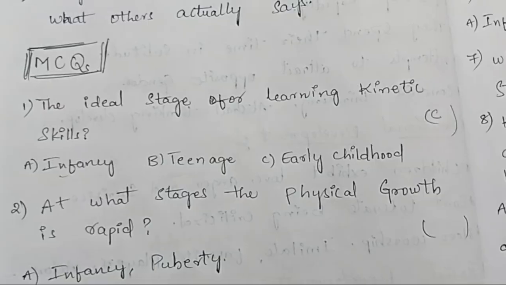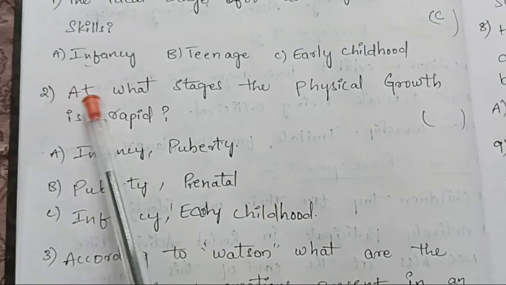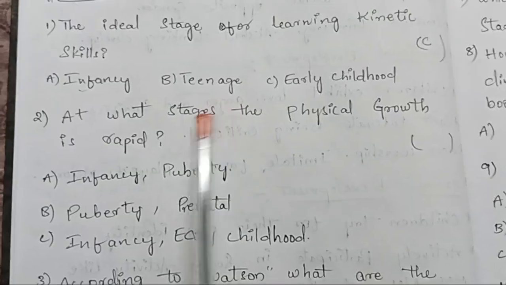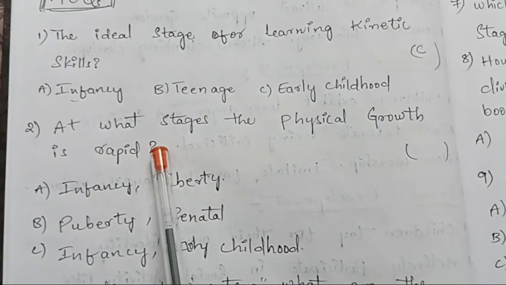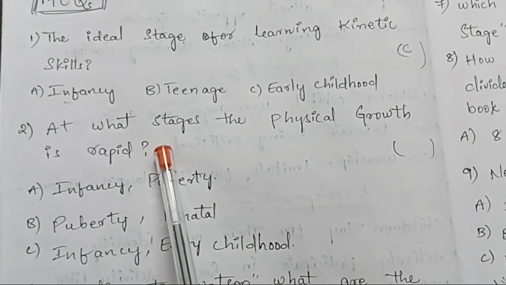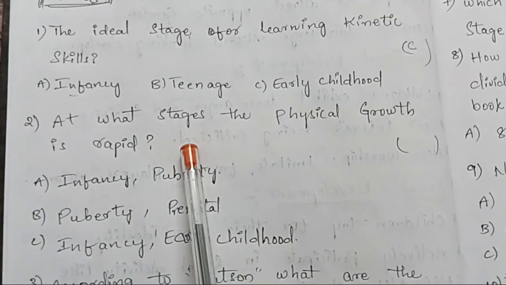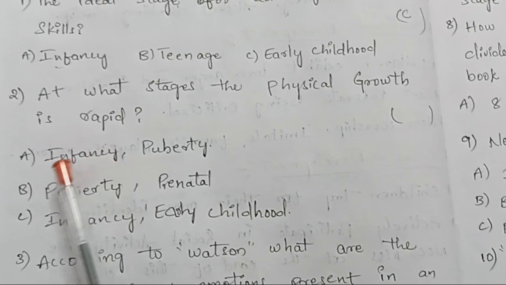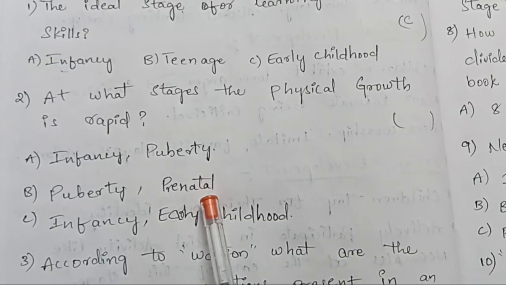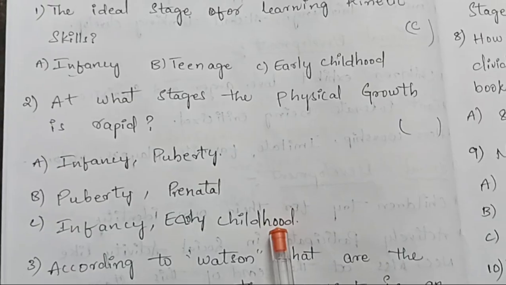Now, let us see the next question. At what stage is the physical growth rapid? Means fast. We can say the changes in physical growth, more changes. Okay? Rapid changes. Option A is infancy or puberty. Option B, puberty or prenatal. Option C, infancy or early childhood.